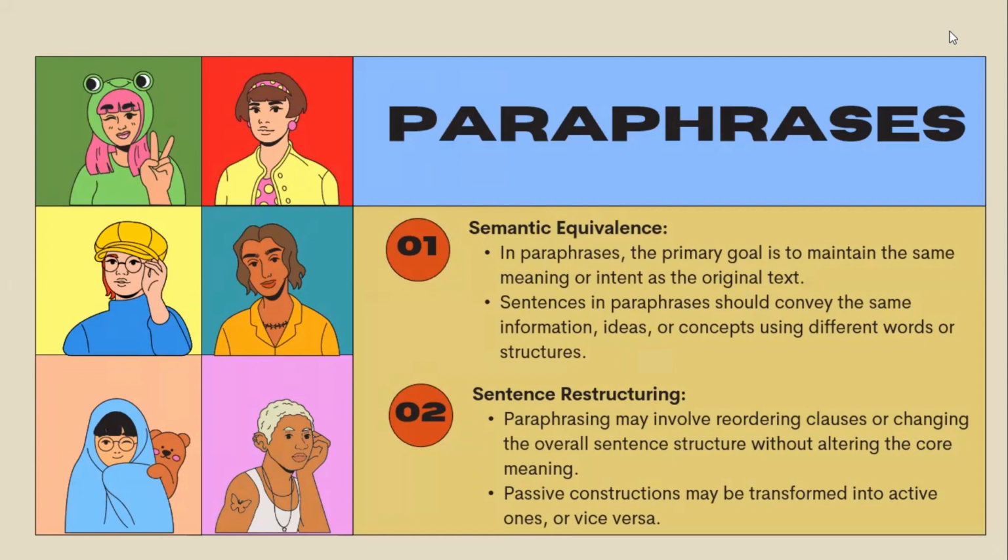Number two is sentence restructuring. Paraphrasing may involve reordering clauses or changing the overall sentence structures without altering the core meaning. Passive constructions may be transformed into active ones or vice versa.